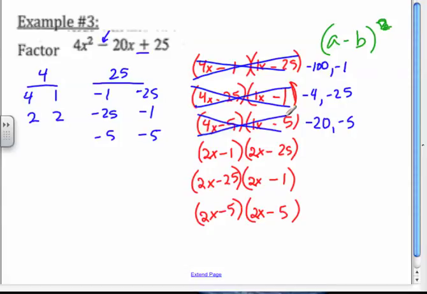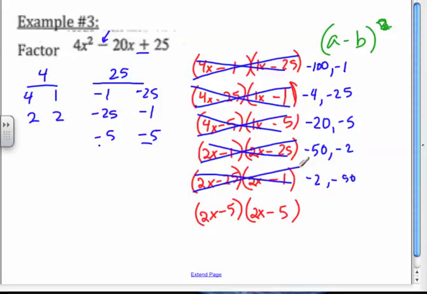I'm looking for -20. The outsides give me -50. The inside gives me -2. It's probably going to be the last one, knowing my luck. Oh, I bet it is. It's a perfect square, isn't it? The outsides give me -2. The insides give me -50. So I know that's not it. And then the outsides give me -10, and the insides give me -10. That gives me -20. And look, guys, it's a perfect square.